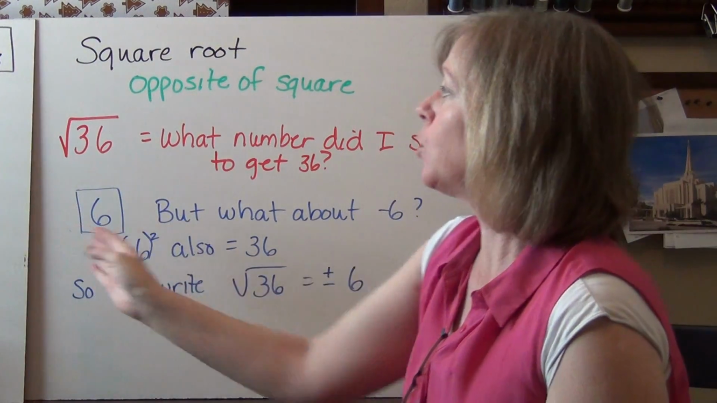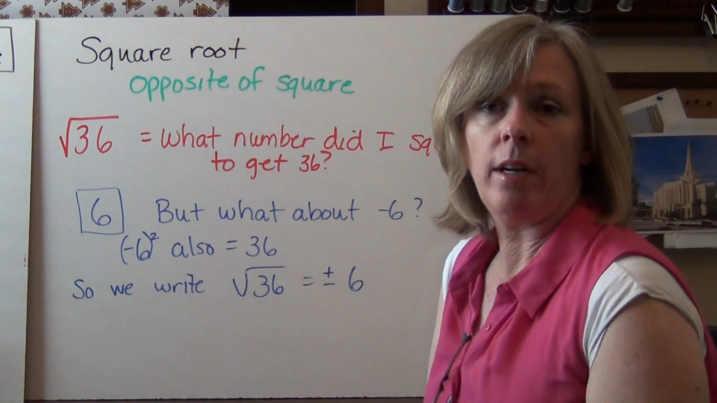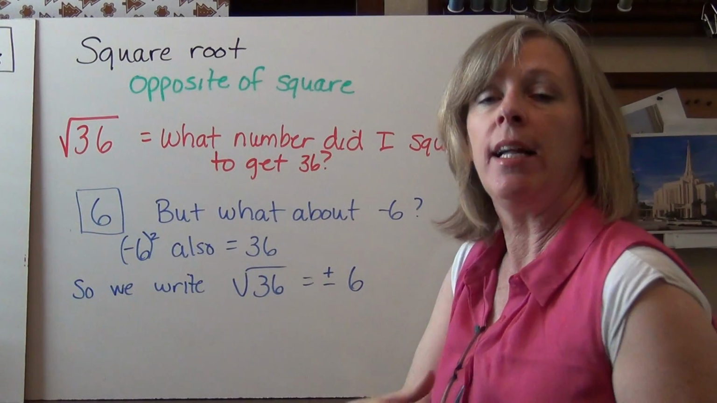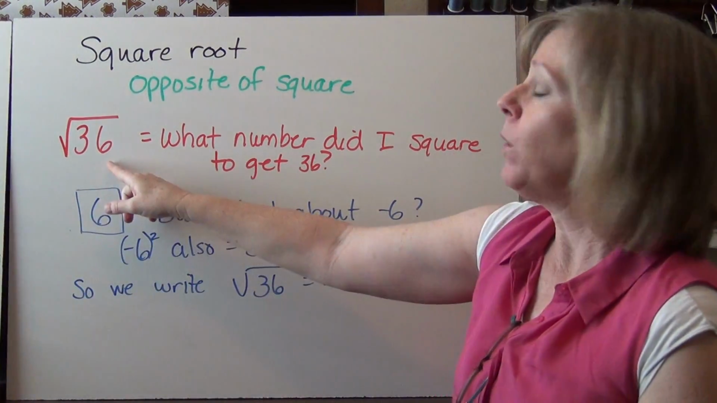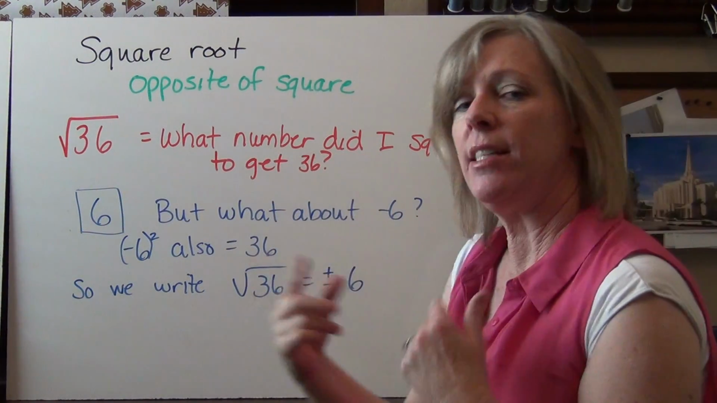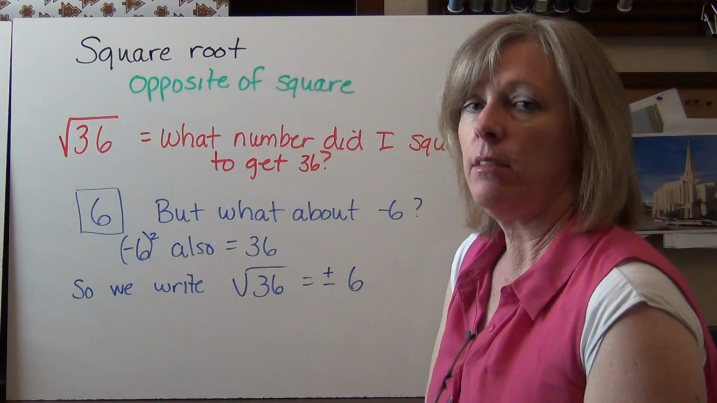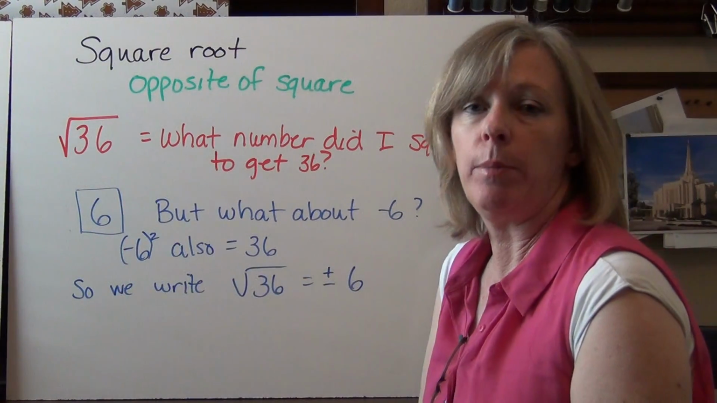Okay, the square root is the opposite of a square. It's the inverse operation and it undoes the squaring. It looks like that, okay? And what we're really saying is, what number did I square to get 36? And we know that the answer to that would be 6.